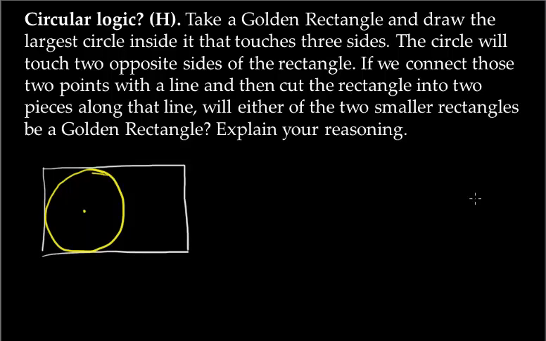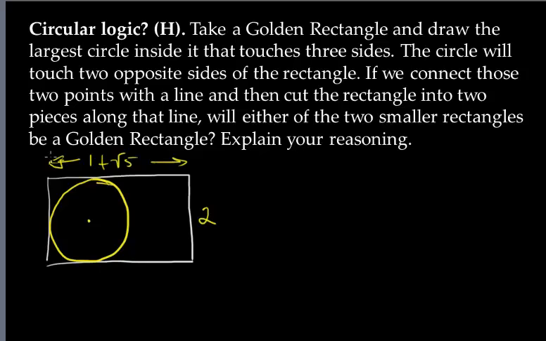This problem we did in class: you take a golden rectangle, and since I'm having trouble with this software, I drew it there before I turned it on again. I drew a golden rectangle, and I better take my own advice. I want to call the width 2 and the length 1 plus the square root of 5. Now it says, draw the largest circle inside it that touches 3 sides.